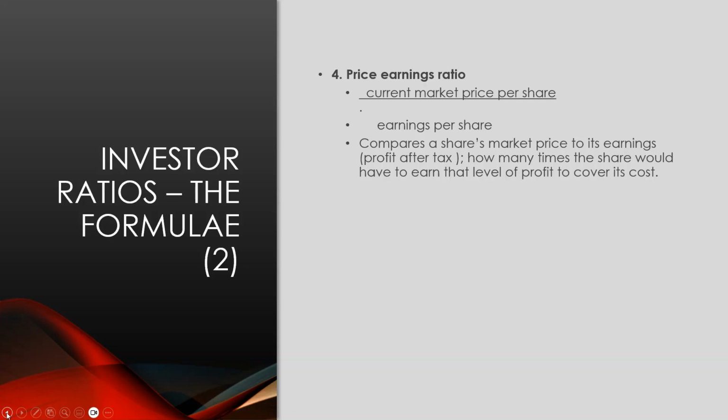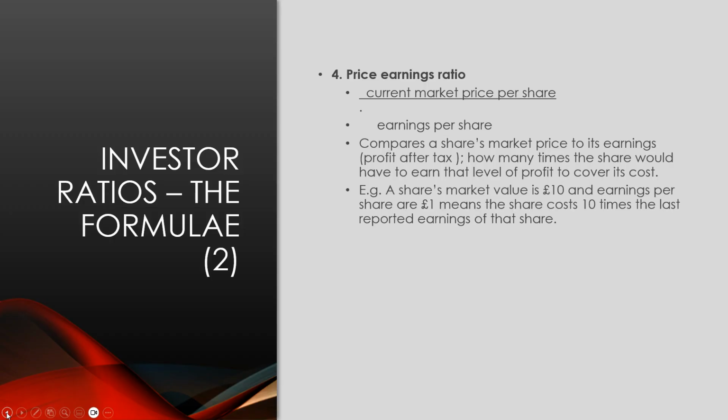This is where the current market price per share goes on the top, earnings per share go on the bottom. So this is comparing the share's market price to its earnings, its profit after tax, how many times the share would have to earn that level of profit to cover its cost. So, for example, if we've got a share with a market value of £10 and its earnings per share are £1, that means that the share costs 10 times the last reported earnings of that share.